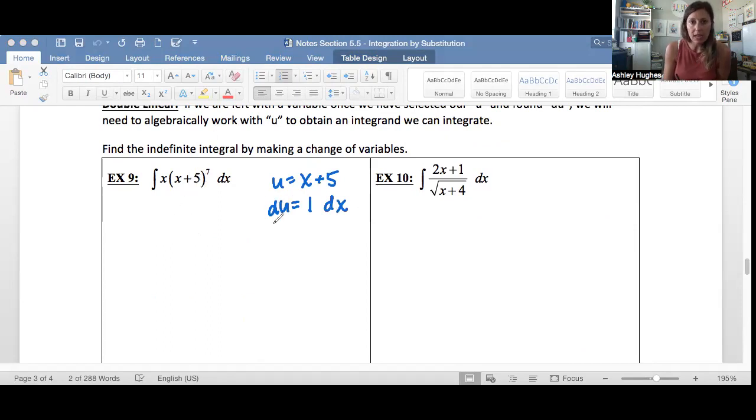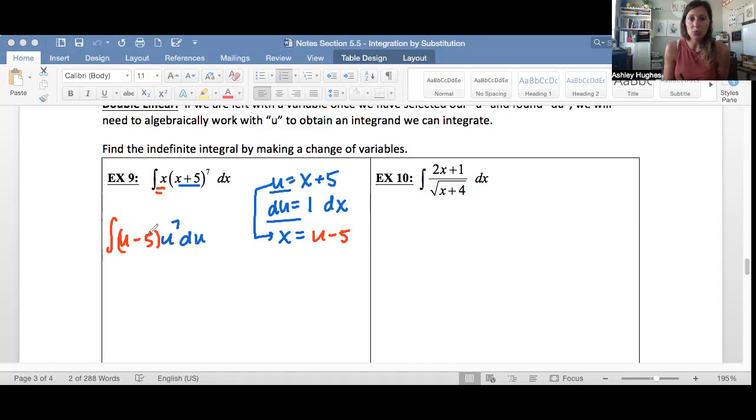So anytime this happens, you need to write down 3 things. U, du, and solve this for x. So rearrange this equation and solve for x. Well, that just means you subtract 5. So it'd be u minus 5. Now you're going to substitute in for all 3 of these pieces. Instead of writing x, I write u minus 5 in parentheses. Instead of writing x plus 5, I write u. And then instead of writing dx, I write du because they're equal to one another.